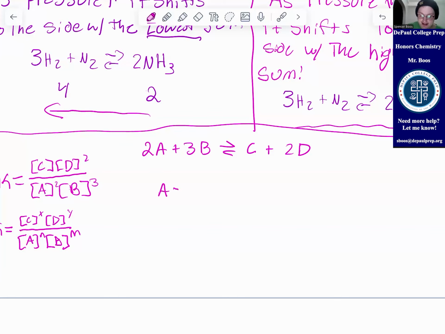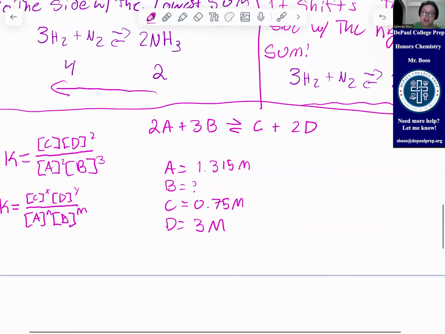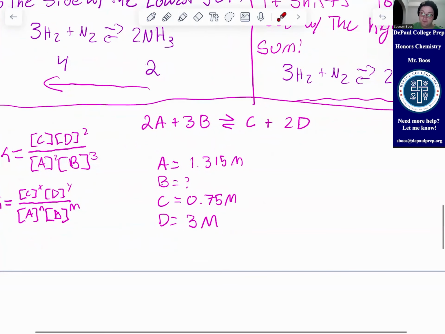Let's say A is, I don't know, 1.315 molar. B is unknown. C is 0.75 molar. And D, let's say, is 3 molar. I'm just pulling these numbers out. Anyway, all we do here is take all of these and plug them into the equation, and then solve for the unknown using algebra.